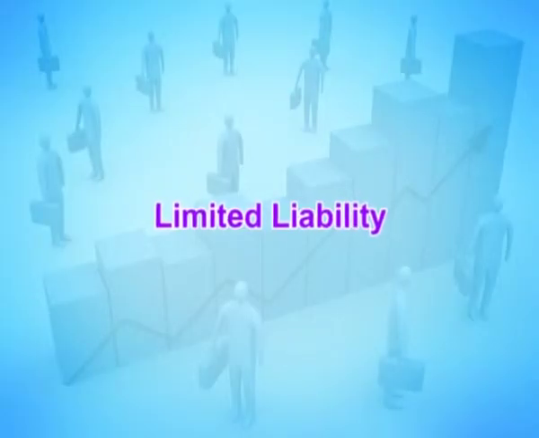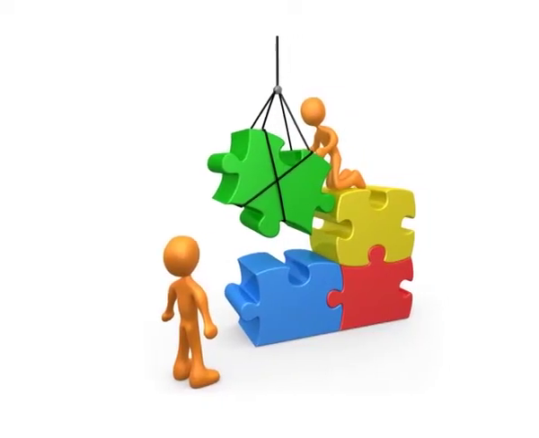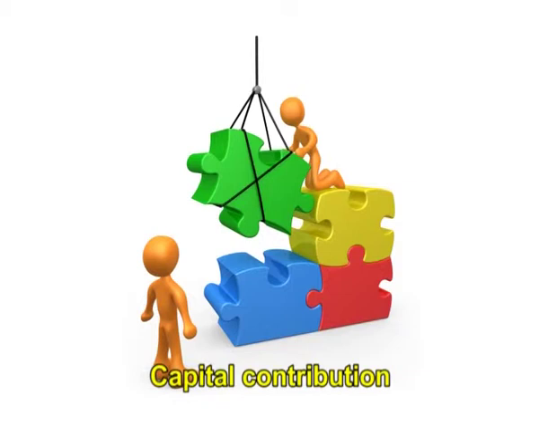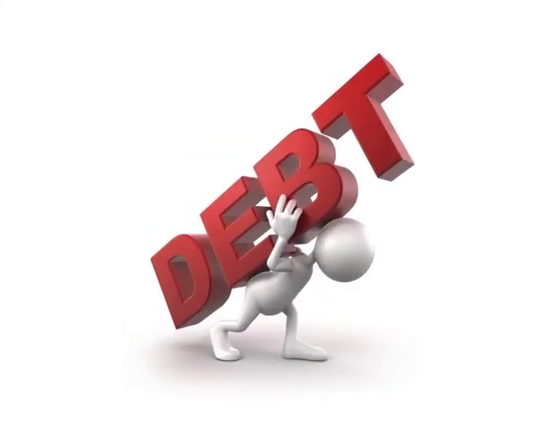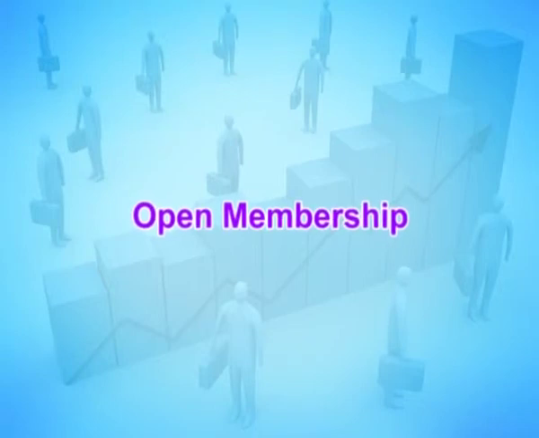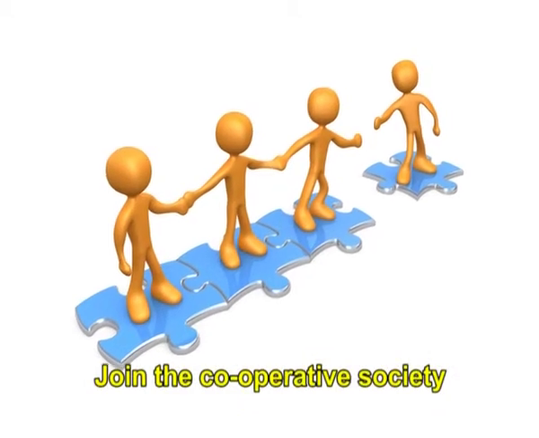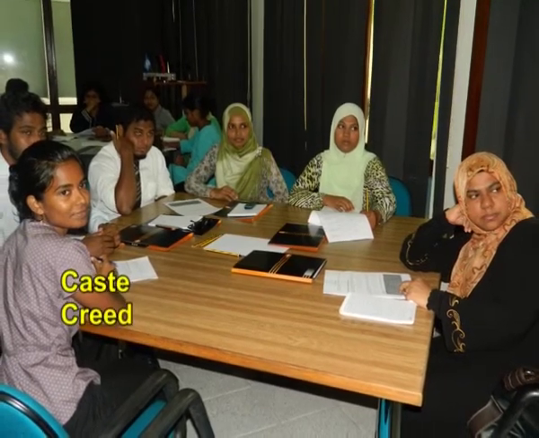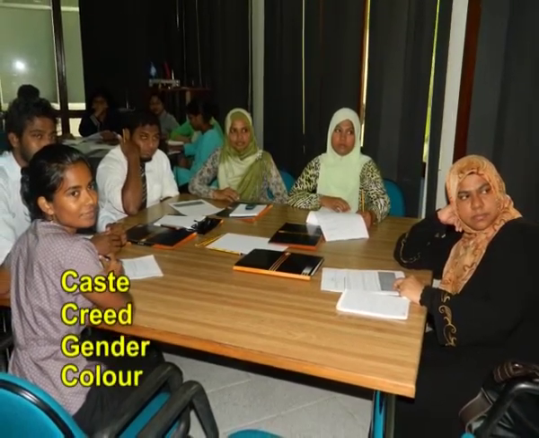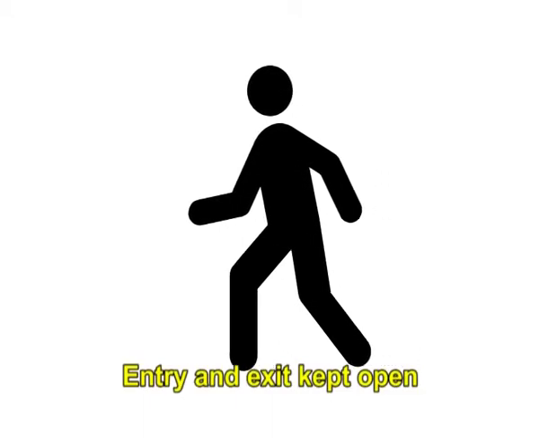Next is limited liability. The liability of the members of the cooperative societies is limited up to their capital contribution. They are not personally liable for the debt of the society. Open membership. Any competent, like-minded person can join the cooperative society anytime he likes. There is no restriction on the grounds of caste, creed, gender, color, etc. The time of entry and exit is also generally kept open.